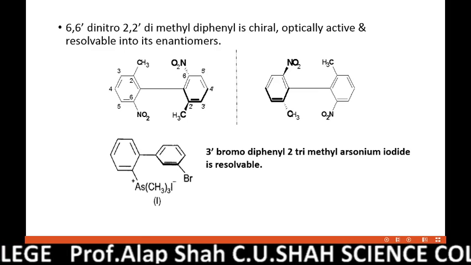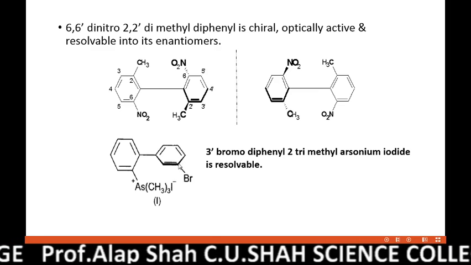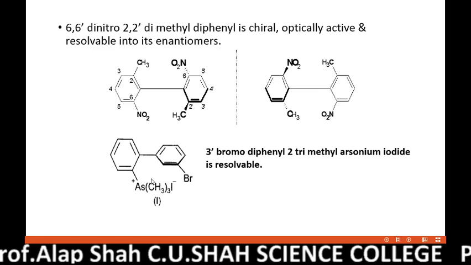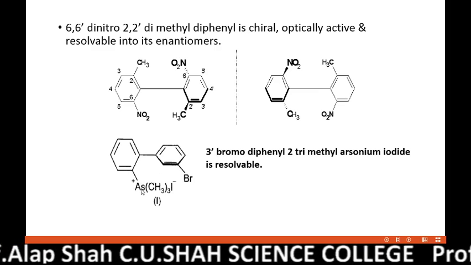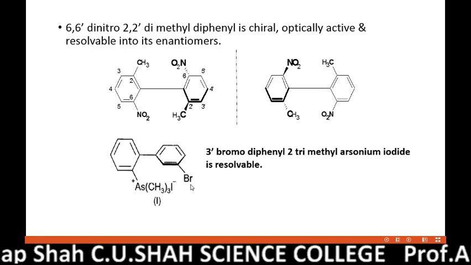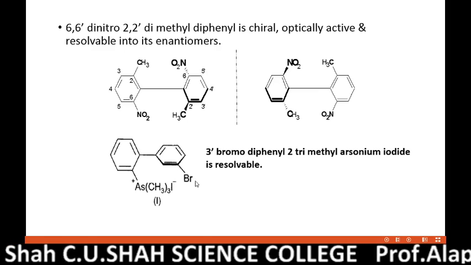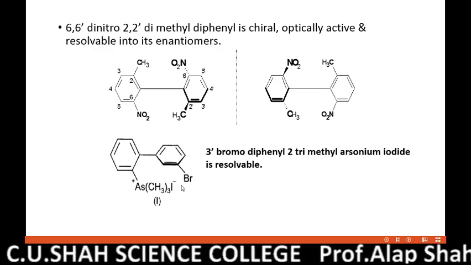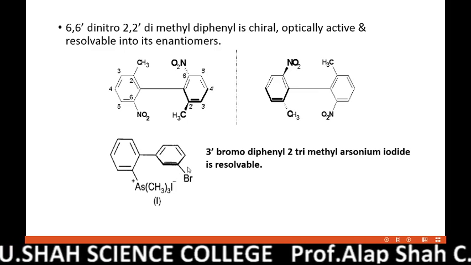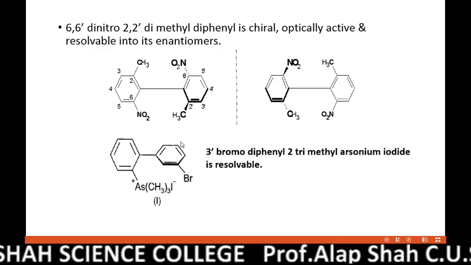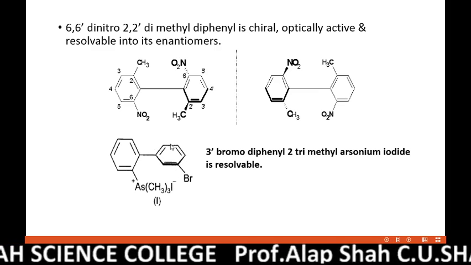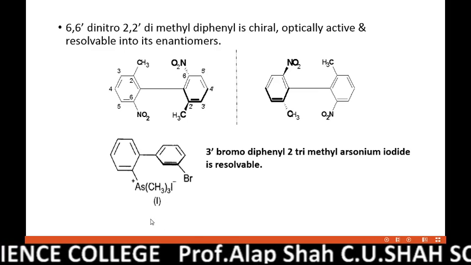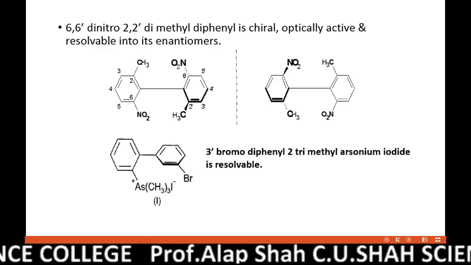One more, 3'-bromo. Here you can see the bromo. 3'-bromo diphenyl-2-trimethyl. In the place of carbon there is arsenic, the arsonium iodide is resolvable. Now we can understand, if on the 3' carbon the bromo group is not present as a substituent, then a plane of symmetry could be present and such a compound can be optically inactive. So I hope that you understand the stereochemistry of diphenyl in this presentation.